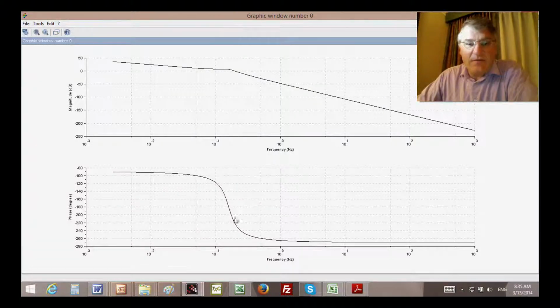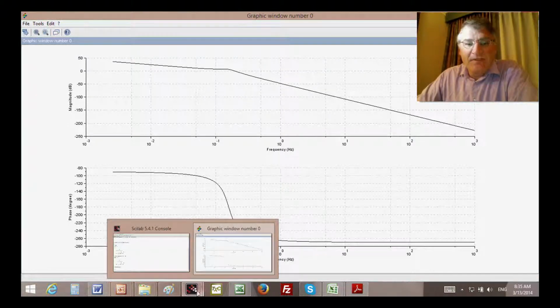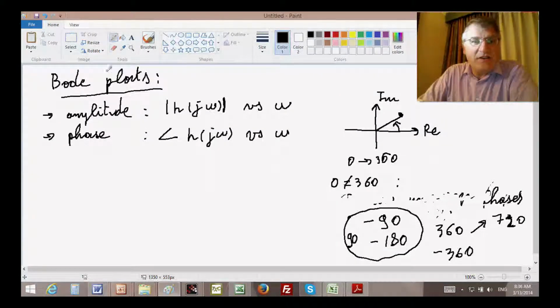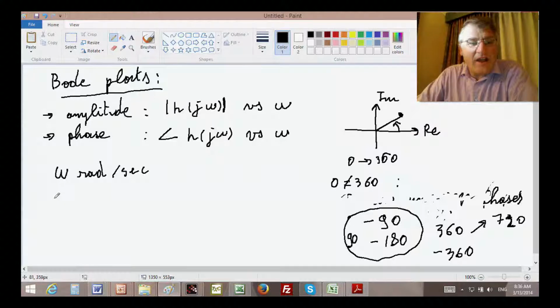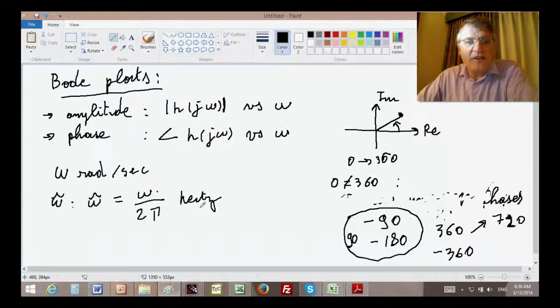In MATLAB, the frequency could be indicated in hertz or in radians per second. Since omega is usually expressed in radians per second, when we have omega tilde in hertz, we have that omega tilde is equal to omega divided by 2 pi. Such is the conversion between omega tilde in hertz, that is in number of oscillations per second, and omega in radians per second, which counts the number of radians it does per second. And indeed, 1 hertz is 1 oscillation per second, which is 2 pi radian per second.